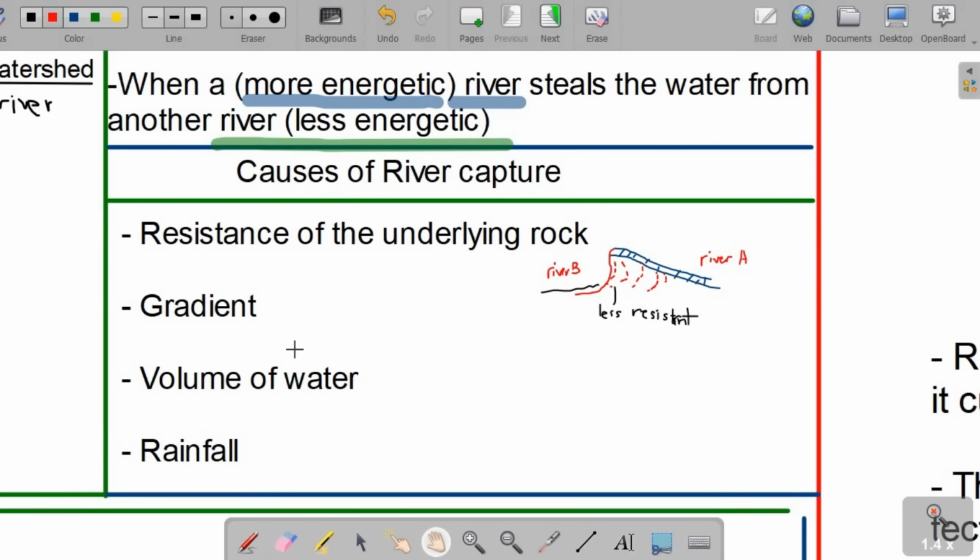And then the second cause of river capture is the gradient. Well, if you have a much steeper gradient on the more energetic river, let's say something like this.